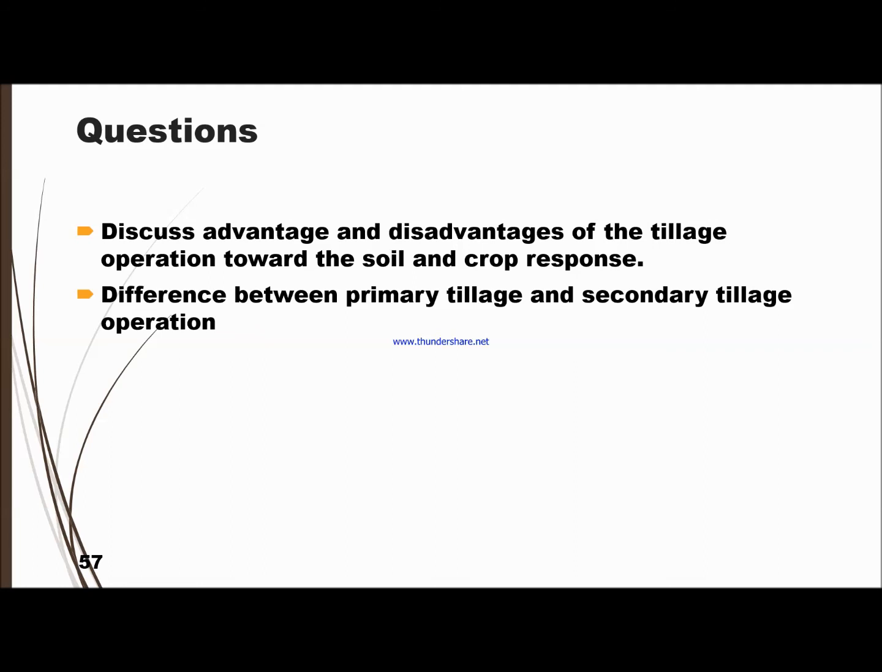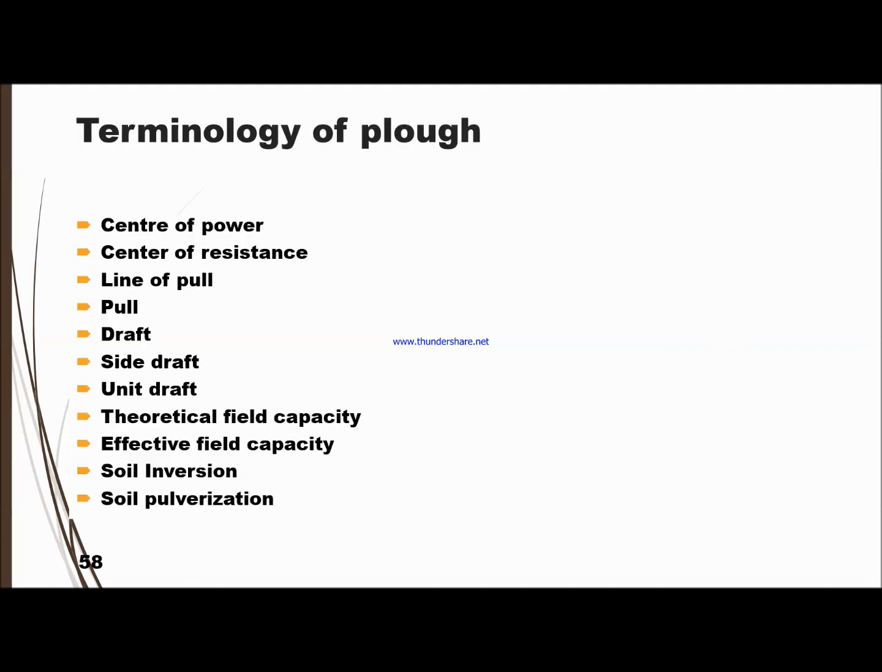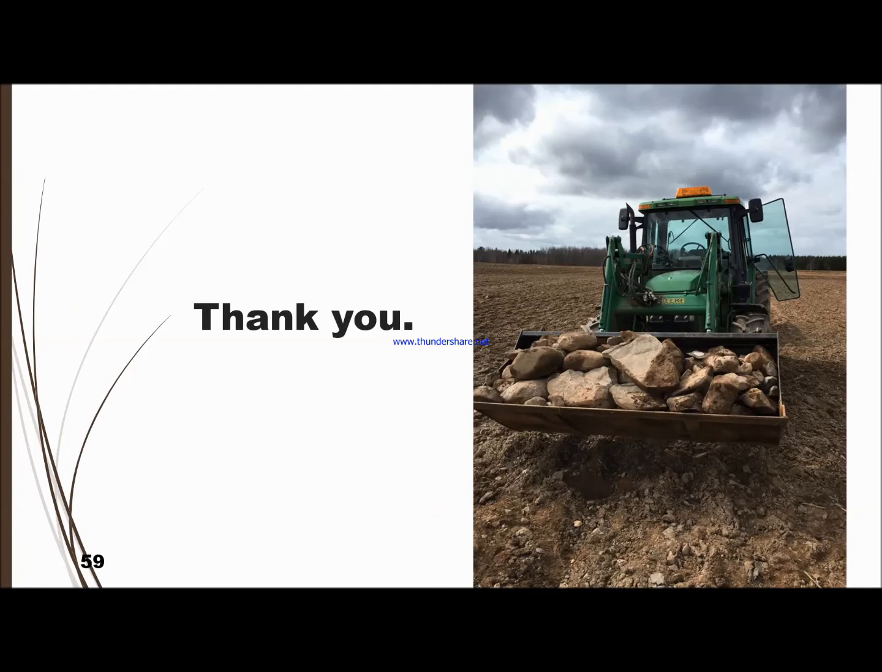Alright, we come to the end. Basically, the questions are: discuss the advantages and disadvantages of tillage operation, and the difference between primary and secondary tillage operation. And probably you can ask yourself to give an example of each category. Okay, this is some terminology that we can use to understand what will be related to the next topic also. I hope you are able to become familiar with it. Okay, with that, thank you very much.